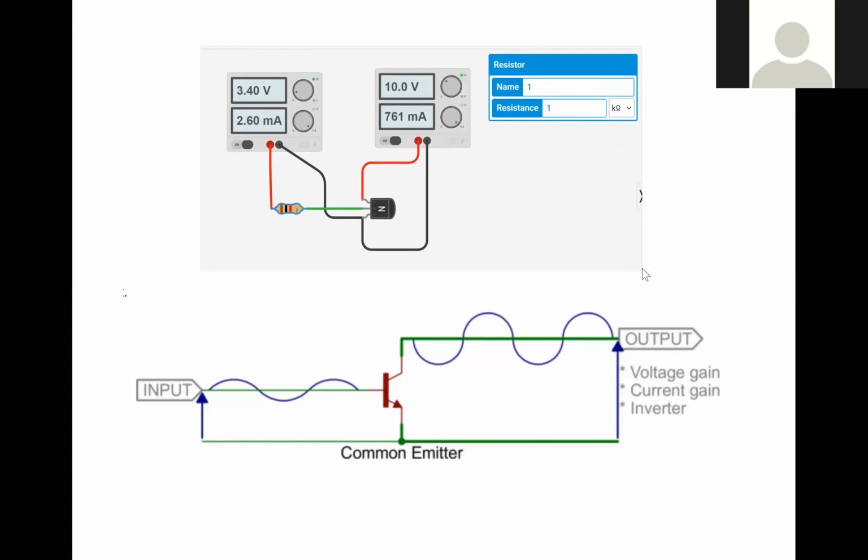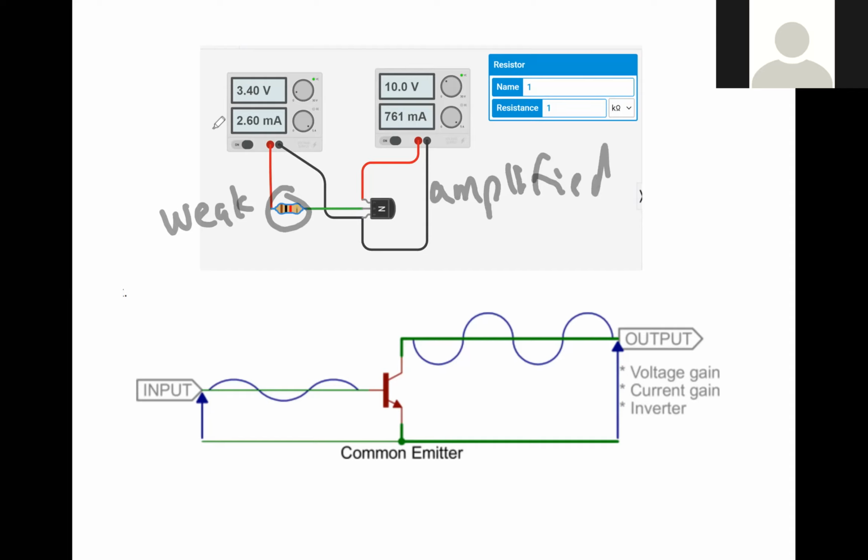Okay, another application that we talked about last time was using the transistor as an amplifier. We just spent a few minutes talking about that already. The idea is that you can have a very weak input signal, and what you get is an amplified output signal.